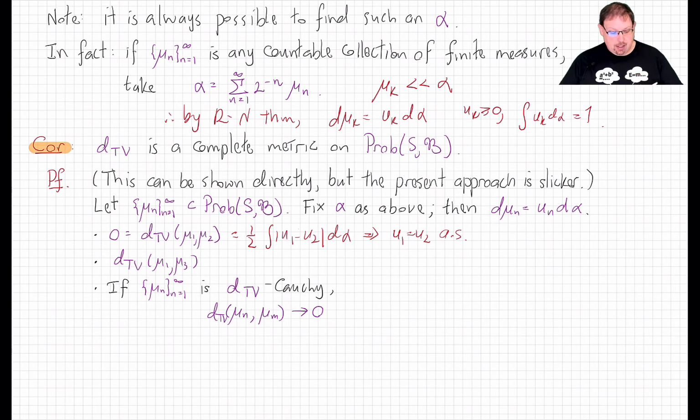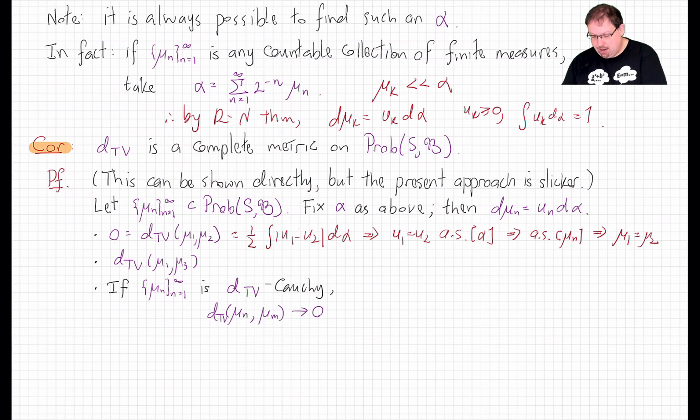Now we should be a little careful here. That's almost surely with respect to alpha. But because mu1 and mu2 are both absolutely continuous with respect to alpha, this implies that they're equal almost surely with respect to mu1 or mu2 as well. And that means that the measures mu1 and mu2 that have those densities u1 and u2 must be equal as measures. So total variation distance is at least non-degenerate.